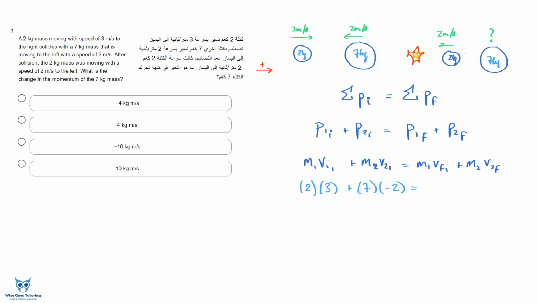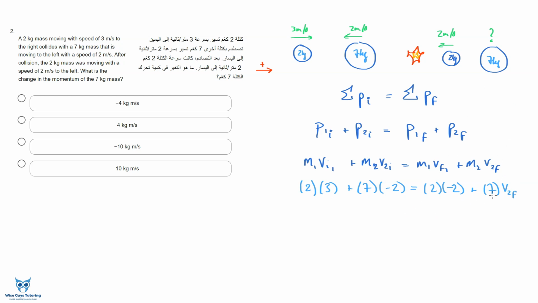So let's look at the after collision scenario. When you have M1, that's 2, its velocity again is to the left, so I'm going to make it negative 2. Now this mass is 7 still, but we don't know this final velocity of object number 2.